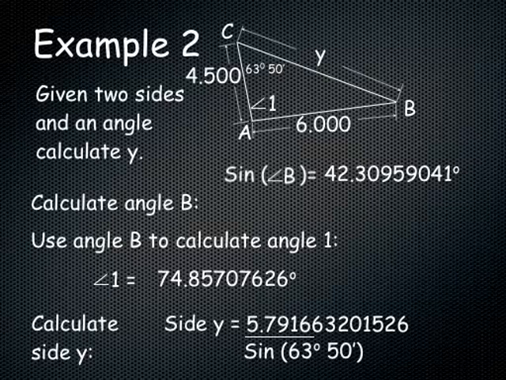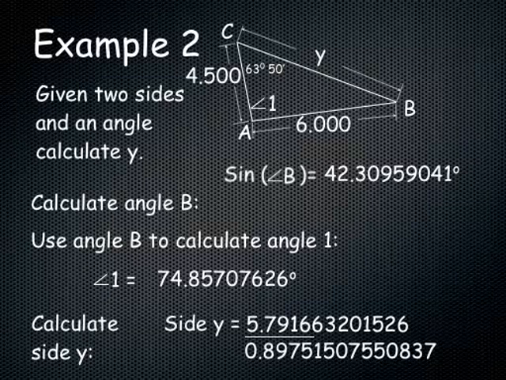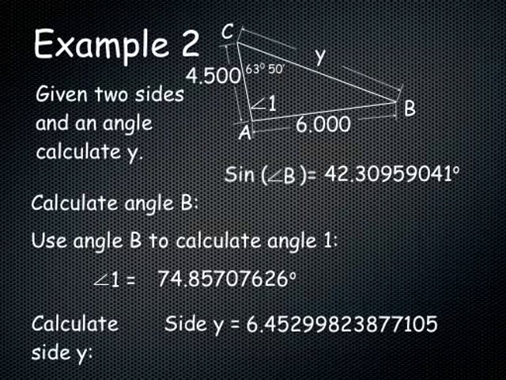5.791663201526. The sine of 63 50 is 0.89751507550837. Divide that, and we get 6.452998238771105. Rounding that to 3 decimal places, we get 6 and 453 thousandths, which is the length of side y.